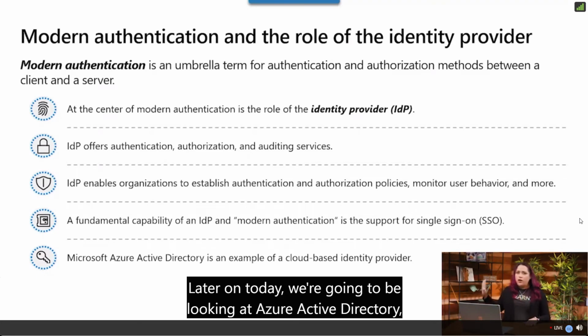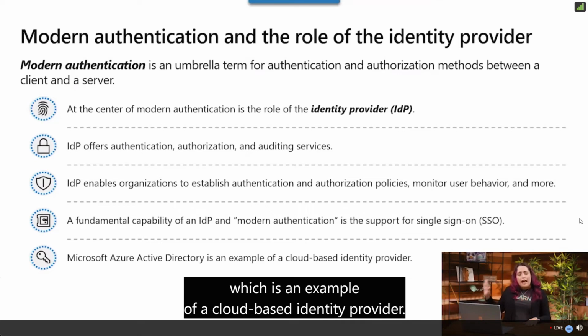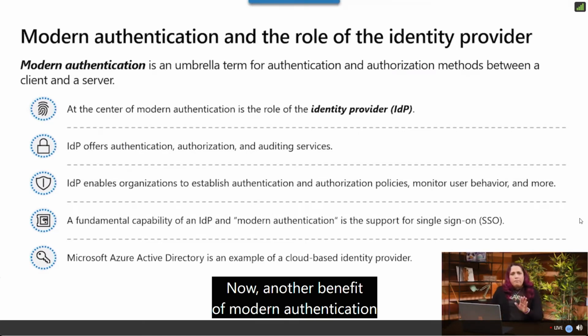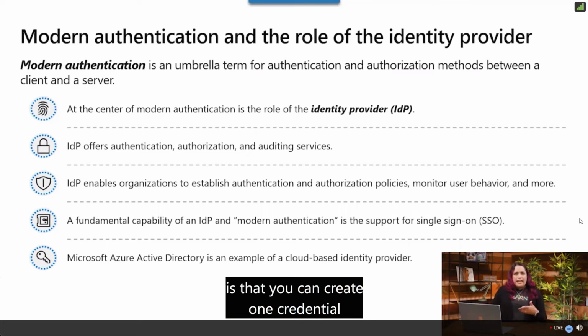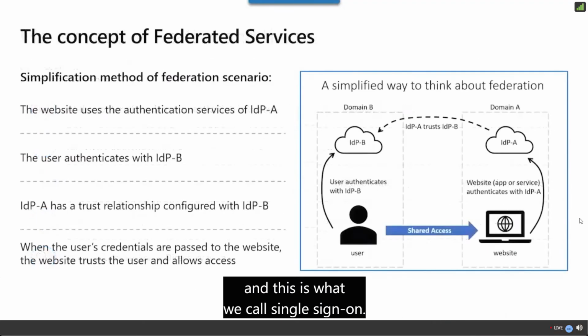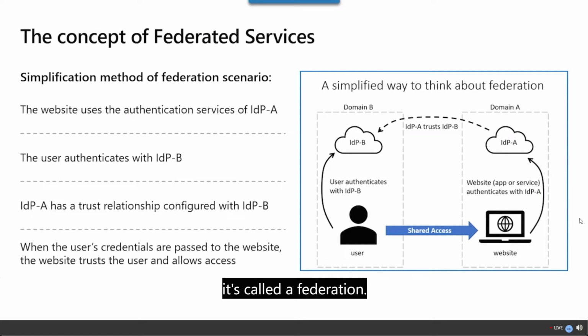Later on today, we're going to be looking at Azure Active Directory, which is an example of a cloud-based identity provider. Now, another benefit of modern authentication is that you can create one credential that can be used for a number of applications and resources. And this is what we call single sign-on. Now, when you set up single sign-on between multiple identity providers, it's called a federation.